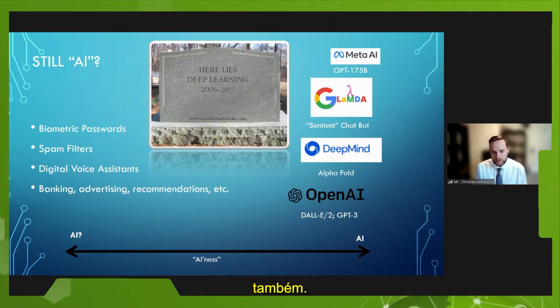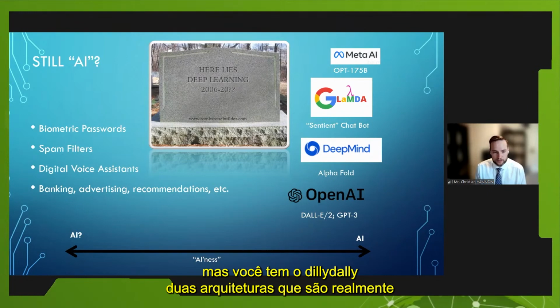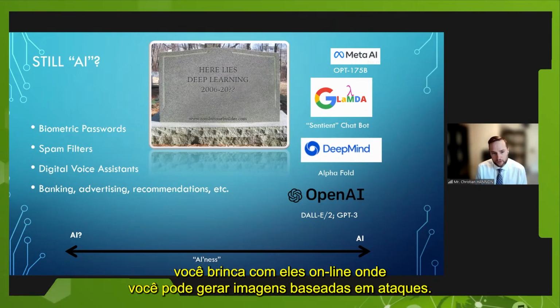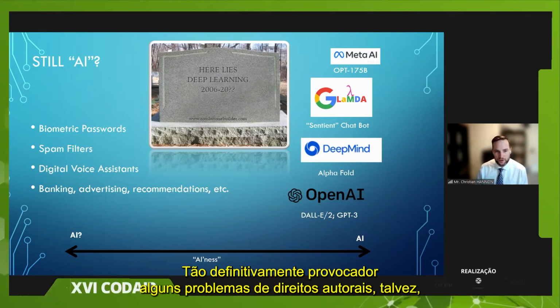And then OpenAI as well, not only their GPT-3, which is another large language NLP type system, but you've got the DALL-E 2 architectures, which are really neat. You can play around with them online, where you can generate images based on a text, so the computer will come up with these new images. So definitely teasing some copyright issues there perhaps.